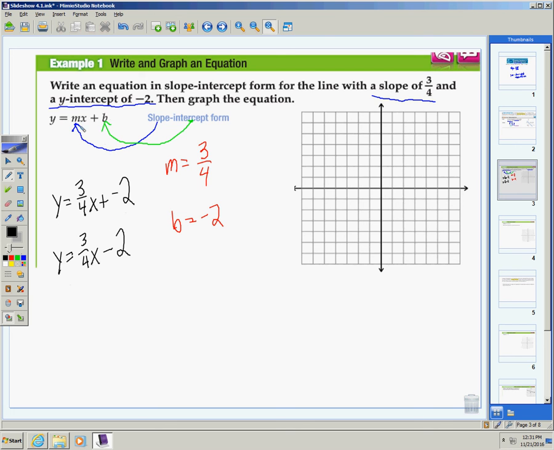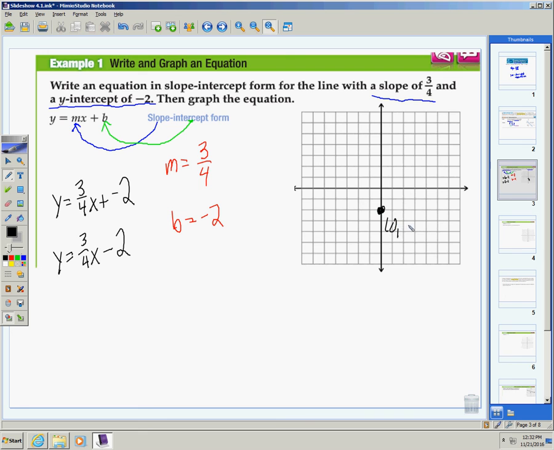Now I'm going to graph this. To graph it, it's really easy. First thing, whenever you graph something in slope-intercept form, find the y-intercept. My y-intercept is -2, so I just go down 2. Here's my y-intercept of (0, -2).